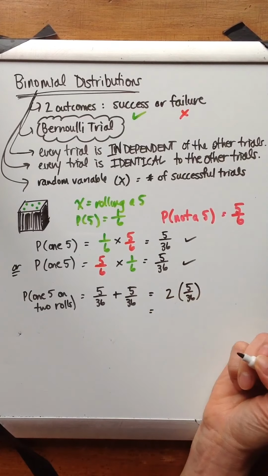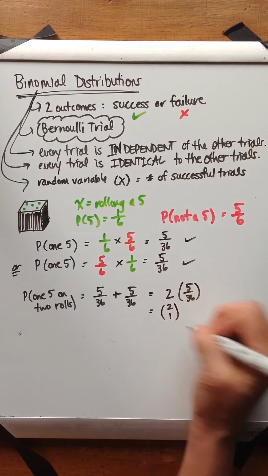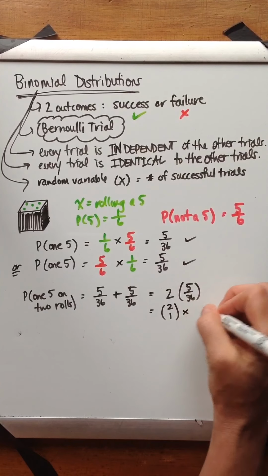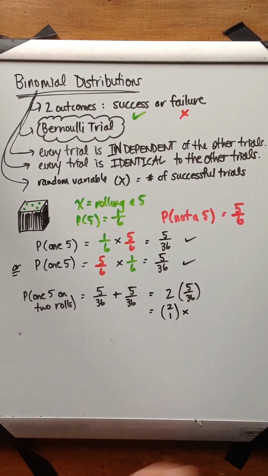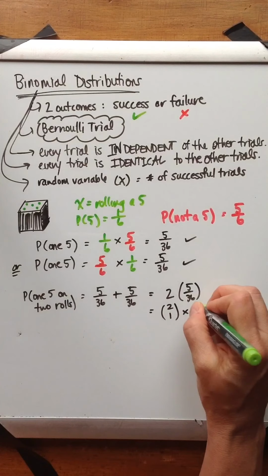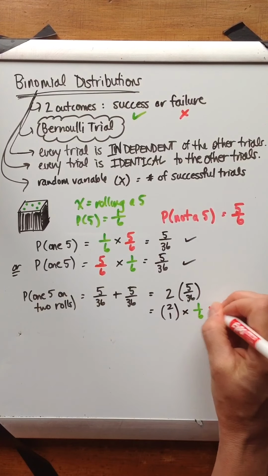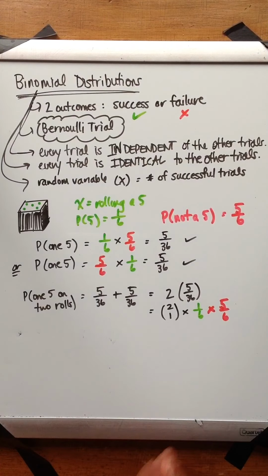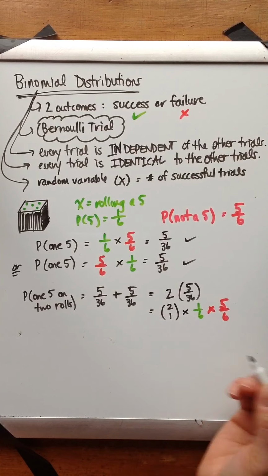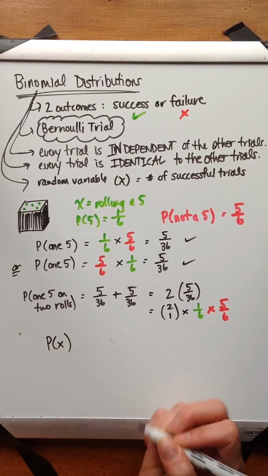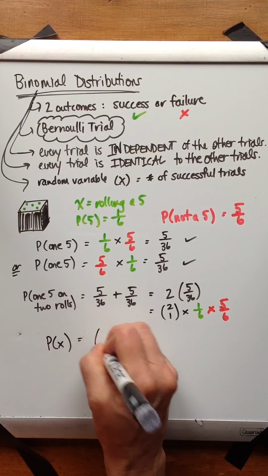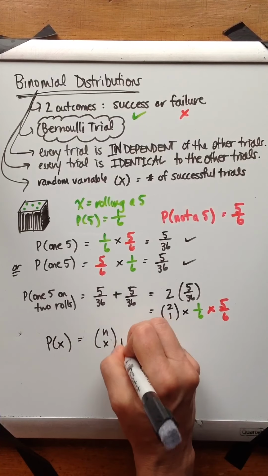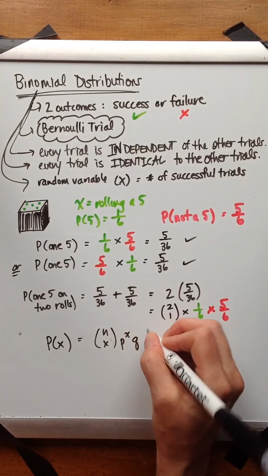But another way I could look at this as well is I could view this as a combination, which was multiplied by the probability of success, which was 1 out of 6, times the probability of 1 failure, which was 5 out of 6. And this is a great way of trying to understand where the probability formula for a binomial distribution comes from. It looks like this. Probability of getting a certain value of x is equal to, and I'm going to put some letters in here and we'll talk about what they are in just a moment.